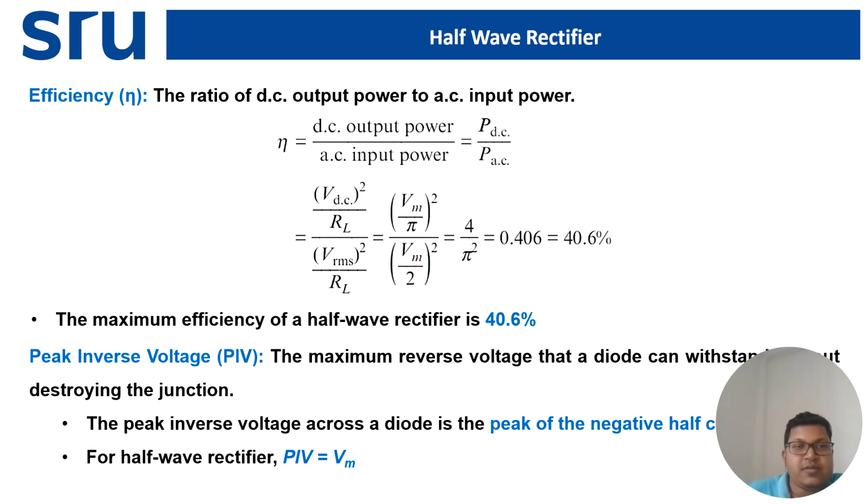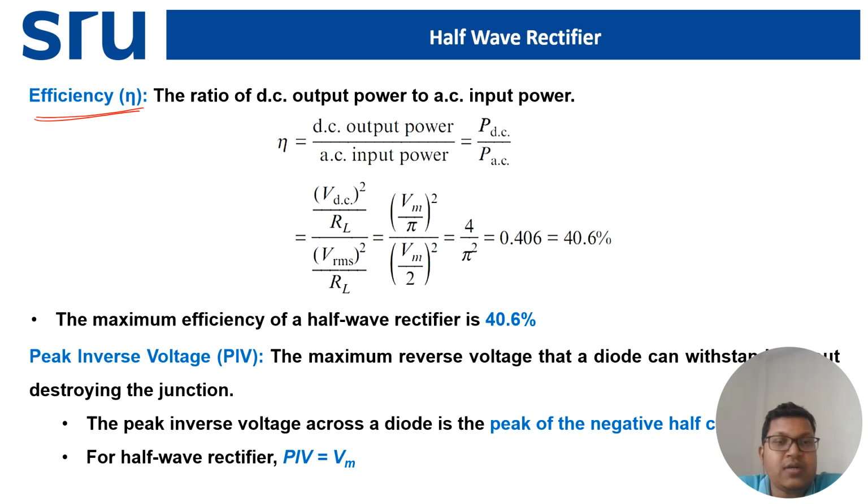Now we will see another parameter, efficiency. It is the ratio of DC output power to AC input power. This is very simple to understand, because for any kind of efficiency you always compare output divided by input: this much input we are giving and that much output we are getting. So we can easily say how much input is required for getting that much output. That gives us the efficiency. If the efficiency is 100%, the output and input are the same. Here, for the half wave rectifier also, we will see the efficiency.